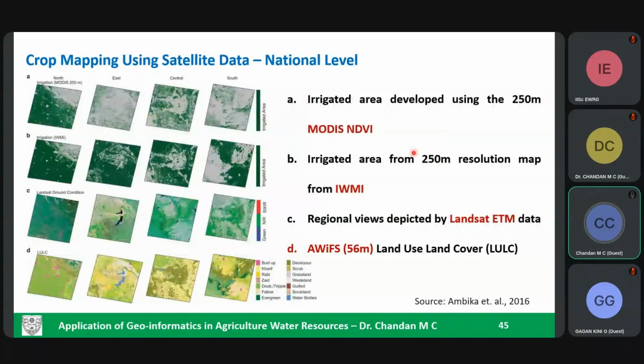And we can also have the advantage of various satellites like MODIS 250 meters and IWMI, that is Integrated Water Management Information 250 meter resolution map, and this can be used for national scales. Whereas when you come down to AWiFS, that is 56 meter data, or Landsat 30 meter data, or Sentinel 10 meter data, or LISS-IV 5.8 meter data, then we can have the regional scale, or maybe we can also have a village level data set.